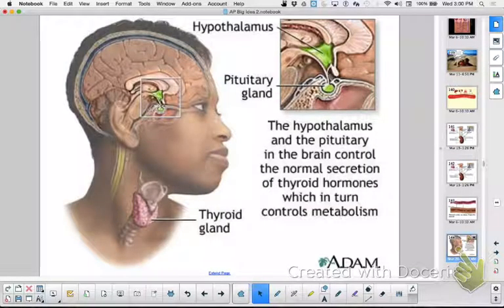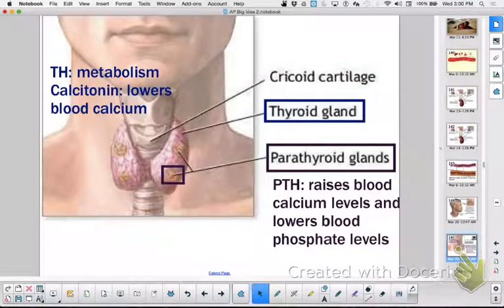And the hypothalamus is very important in controlling and regulating your pituitary gland. And we talked about how your hypothalamus can control your pituitary, and your pituitary controls your thyroid gland. Do you remember that feedback loop? Of course you do. We talked about it yesterday.